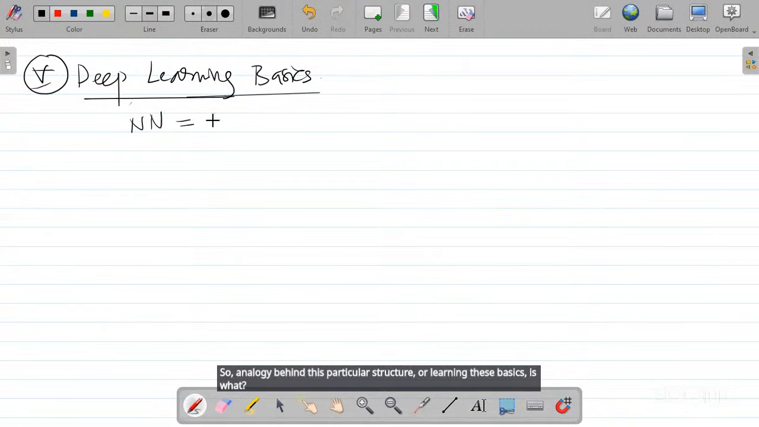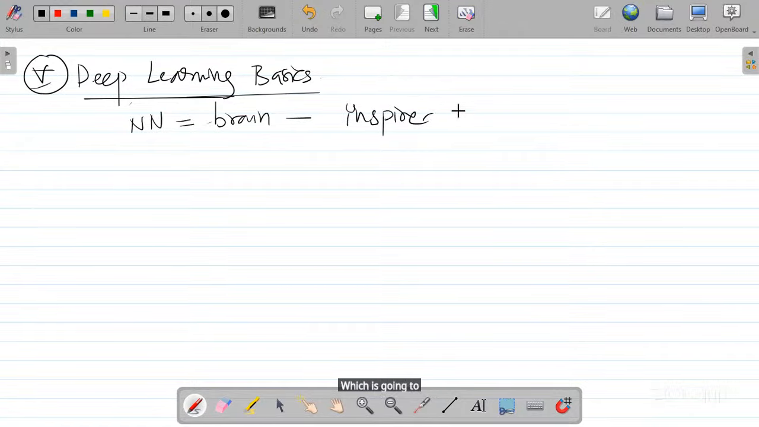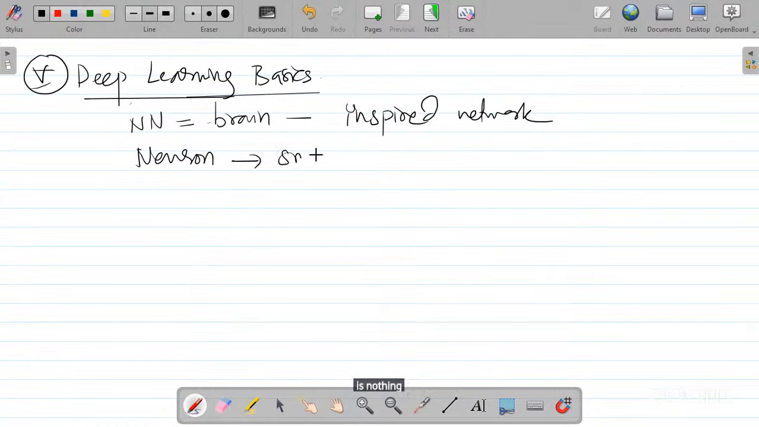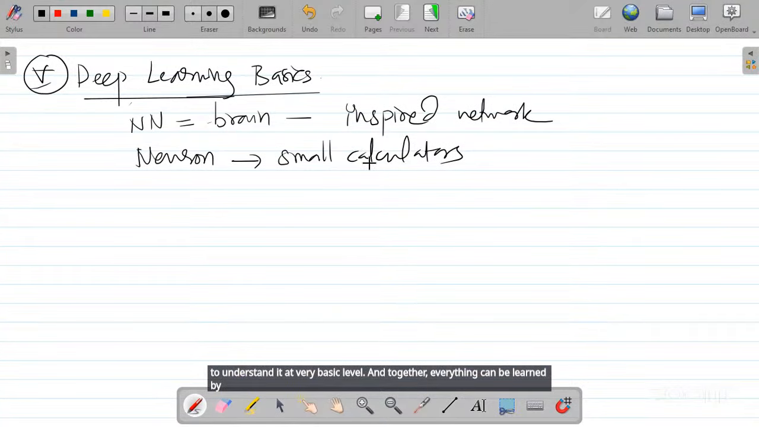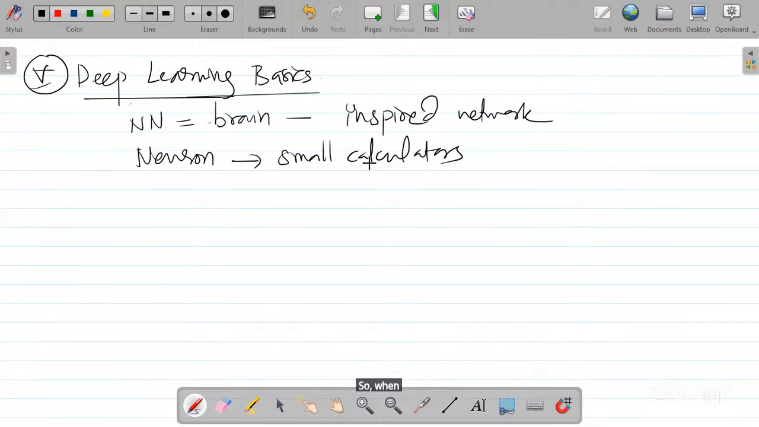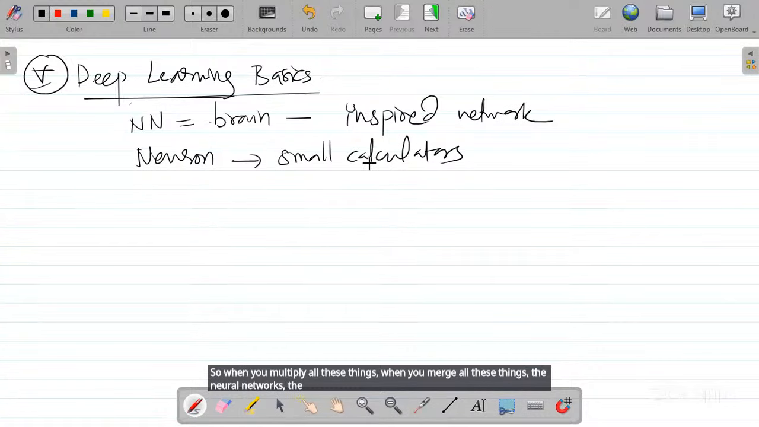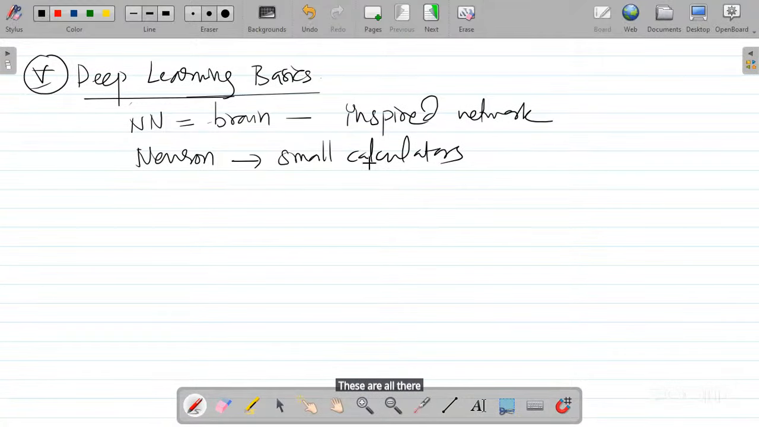So what is the analogy behind this particular structure or learning these basics? Your neural network is equivalent to the brain, which is going to inspire your network, right? And every neuron which is part of that network is nothing but a small calculator. So I'm trying to keep things very simple to understand at a very basic level. And together, everything can be learned by this model to understand complex patterns. So when you merge all these things, the neural networks, the brain, the neurons, the layers, the weights, the bias, the activation function, these are all there to learn the complex patterns.